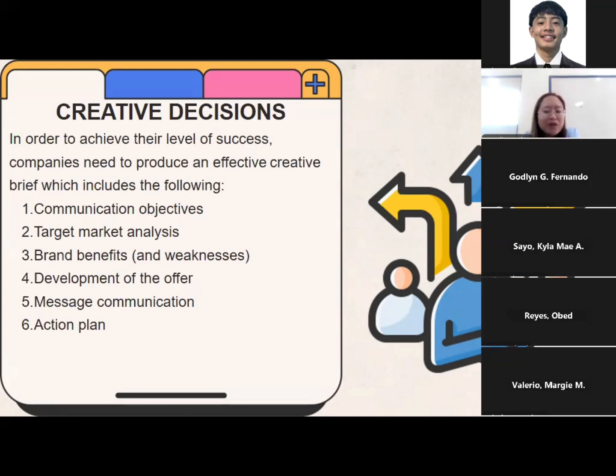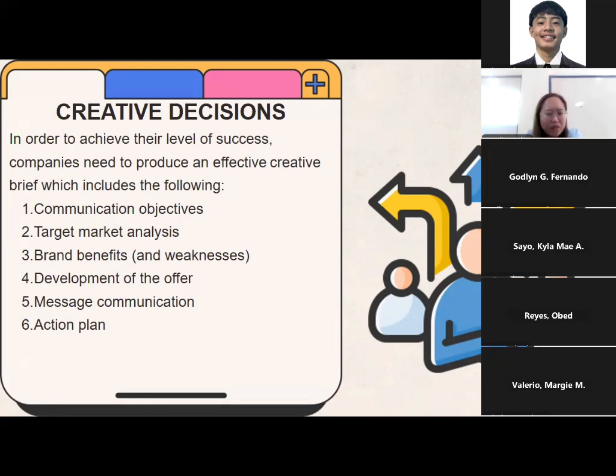Another is brand benefits and weaknesses. You need to identify the unique benefits of the brand and how they compare to competitors. Like you need to highlight what makes the brand stand out. For example, Apple. Though it is expensive, why is it that people keep on buying and patronizing the brand? Because it highlights its innovative features and ecosystem advantages in its marketing, differentiating itself from its competitors by focusing on design and technology.